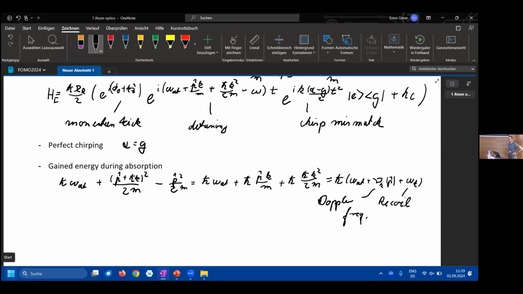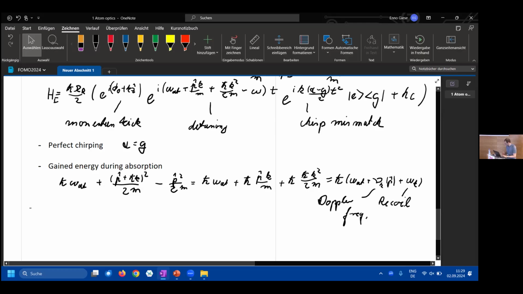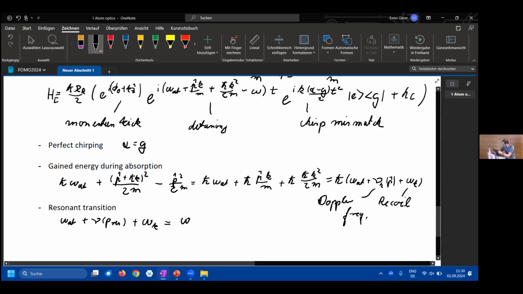But you observe the resonant line for which? Exactly. So I will write that down as well. So we have a resonant transition if we have omega atom plus nu of p resonant, I call this the resonant momentum, plus omega k is equal to omega light. In this case, the exponential vanishes and we're done.